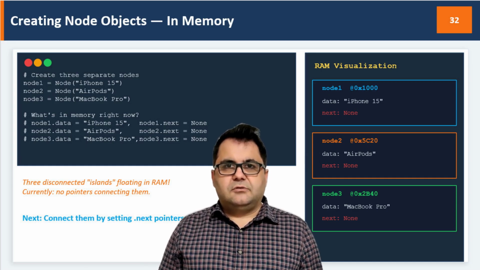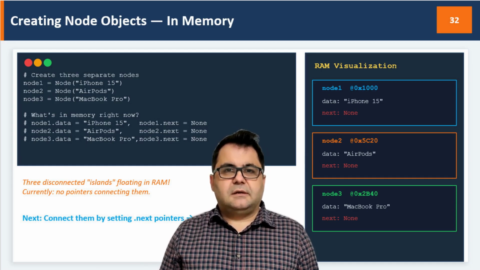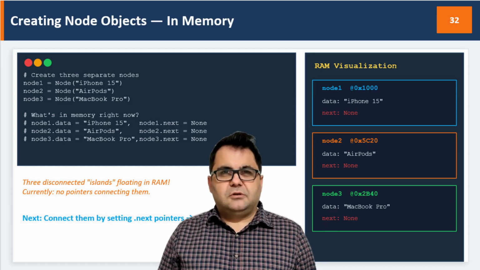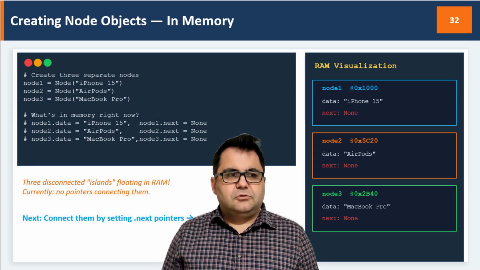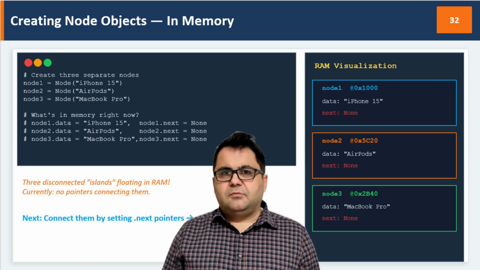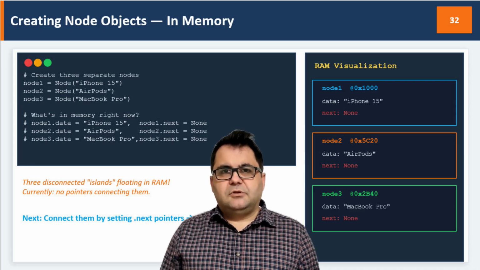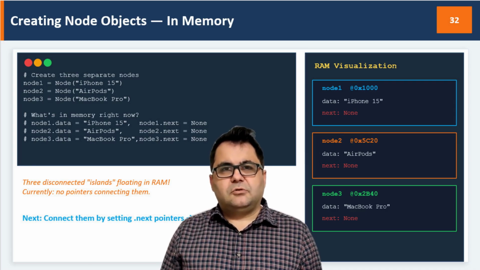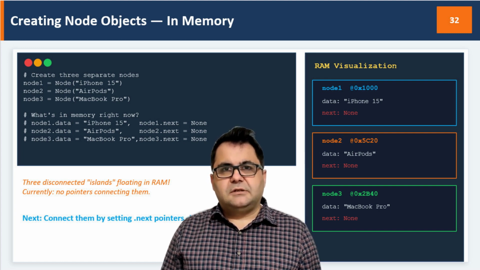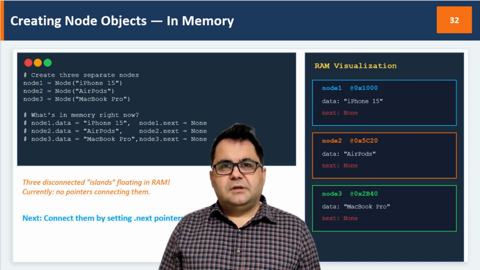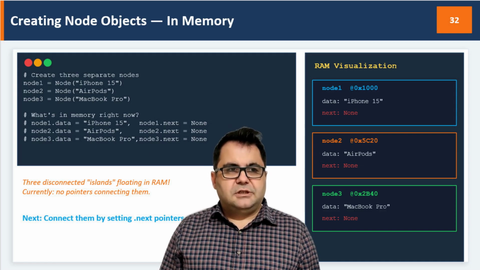Visual result, 3 boxes connected by arrows. Node 1 points to node 2, node 2 points to node 3, node 3 points to None. Now we have one connected linked list. If we start at node 1, we can reach node 2 by following node1.next, then reach node 3 by following node2.next. This is a linked list.